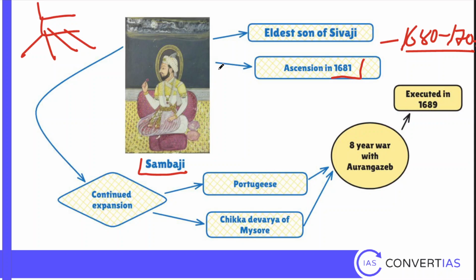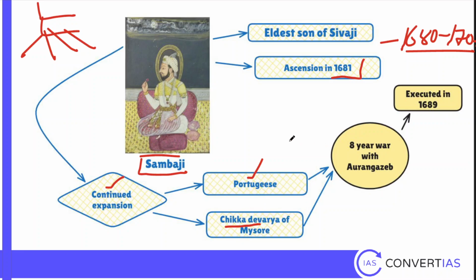So Aurangzeb did that in his initial phase. Then he started focusing on consolidation. During that time, what is Sambhaji doing? He is continuing the Maratha expansion. So he is fighting with the Portuguese in the Mysore region, that is in the modern day Karnataka region. He is fighting with Chikkadevaraya, the extension of the Vijayanagara Empire.